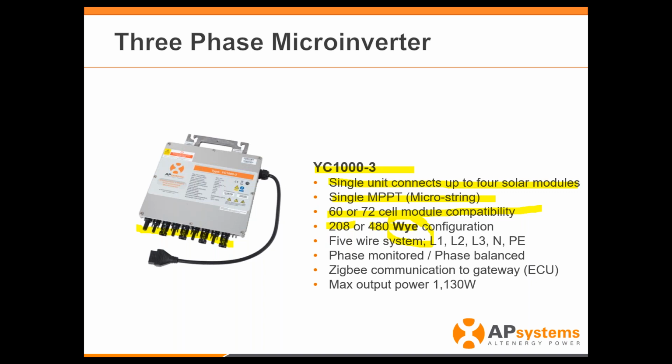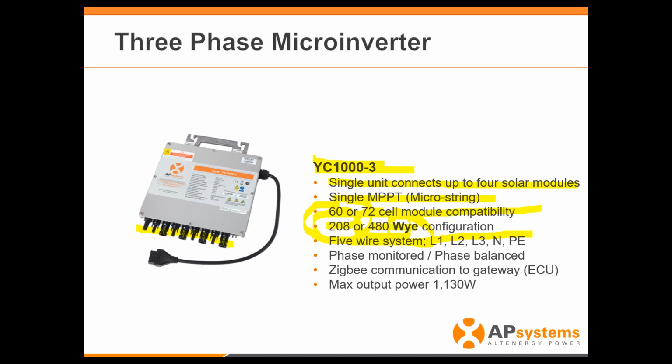It does require the neutral because it is a 5-wire, 3-line, neutral and ground. And I understand that in Canada, we would have the 208, but we do not use the 480. So I know that you've got a 347/600 volt. We do not currently have a YC1000 that works in that environment, but the 208 is available and works just fine in Canada.